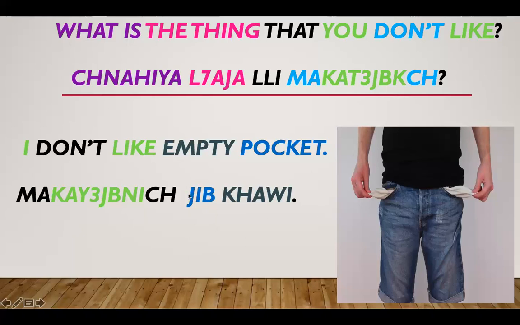So for example, the brain in Darija is العقل, and we also say العقل خاوي. For example, ما كيعجبنيش العقل خاوي. I don't like empty brain, which means people who say nonsense things. ما كيعجبنيش جيب خاوي. You can change that to anything you want. ما كيعجبنيش جيب خاوي. Okay, one more time, sorry. شنا هي الحاجة اللي ما كتعجبكش؟ ما كيعجبنيش جيب خاوي.